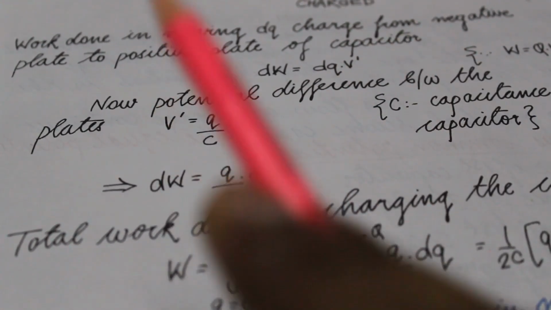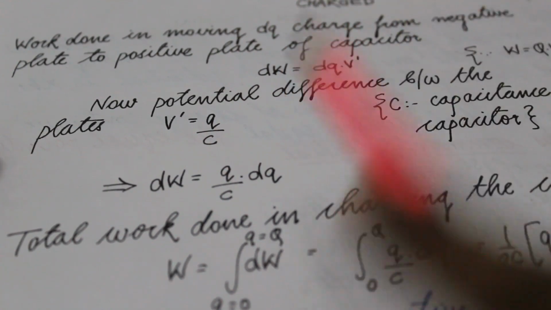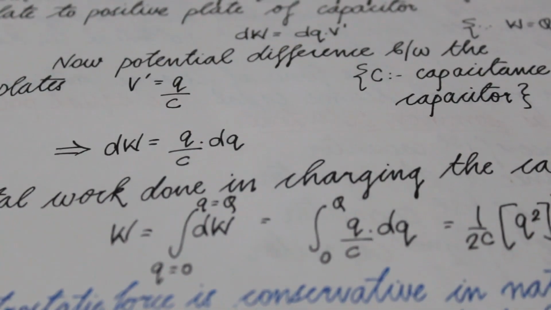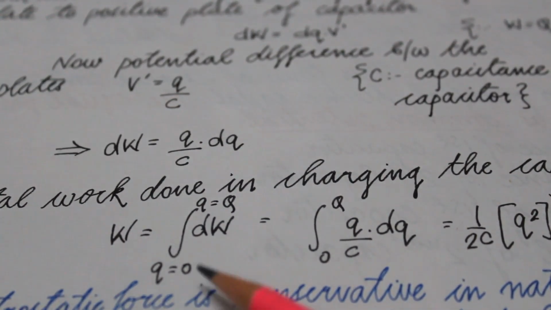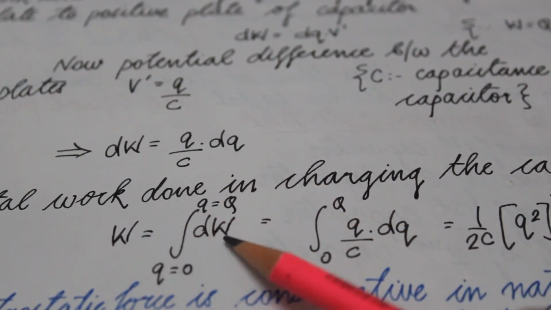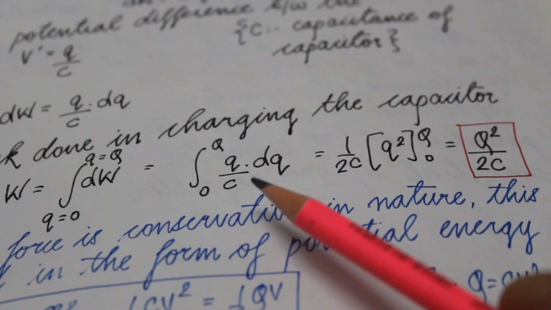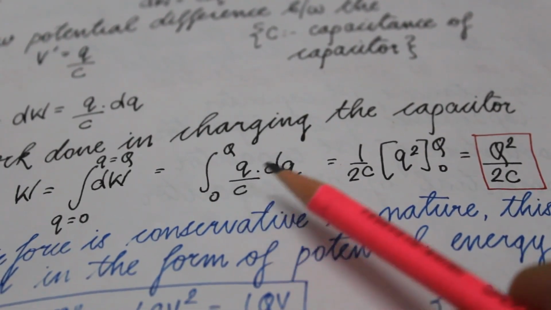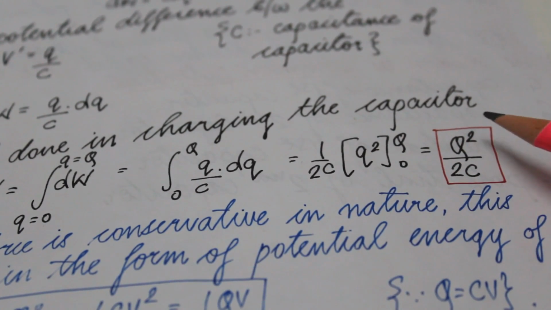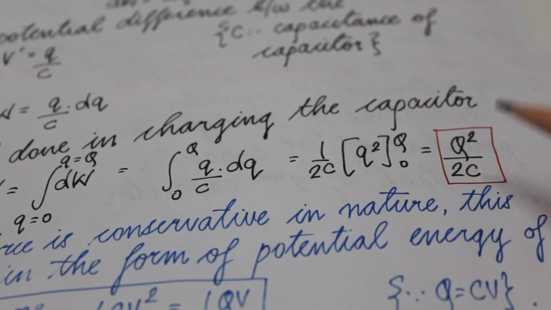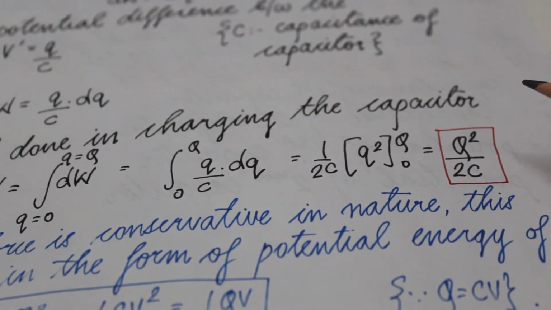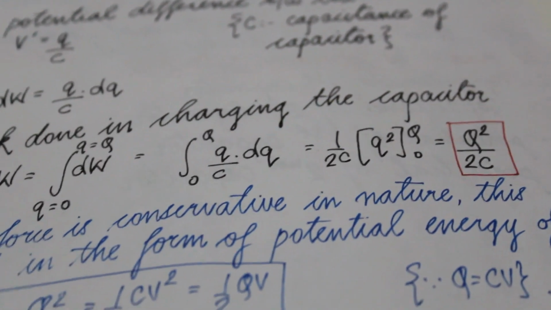Now we need to find out the total work done in fully charging the capacitor. Initially when the capacitor was uncharged, the charge on each plate was 0, and once it was fully charged, the charge became capital Q. So we'll integrate dW from 0 to capital Q. Putting the value of dW, that is Q upon C dot dq, and integrating it from 0 to capital Q, we get capital Q square upon 2C. So this is the total work done in charging the capacitor from uncharged to fully charged.